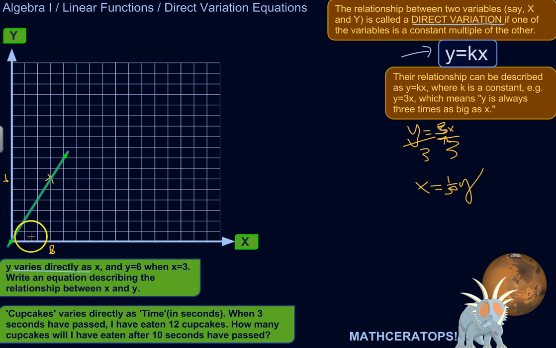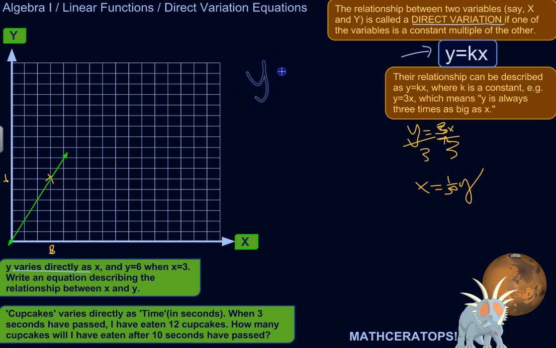So here's what our line would look like. And you can just look at this. The constant of variation will actually correspond to the slope. This might blow your mind.